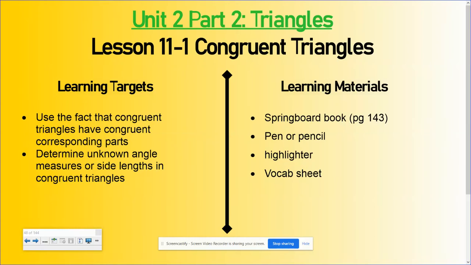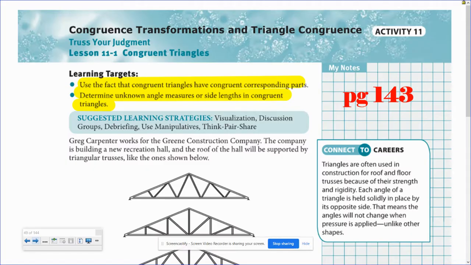All right, guys, so we are in part 2 of Unit 2 now, where we're going to start talking about triangles. So today's our first lesson, 11-1, which is going to be congruent triangles. We're going to talk about congruent parts of triangles, or corresponding parts. We're also going to talk about how to find unknown angle measures and side lengths of congruent triangles. So open up to page 143, and we're going to go ahead and get started here.